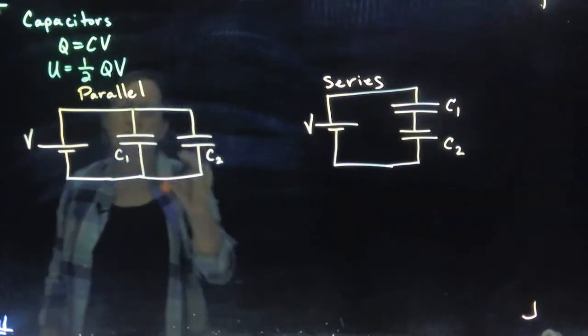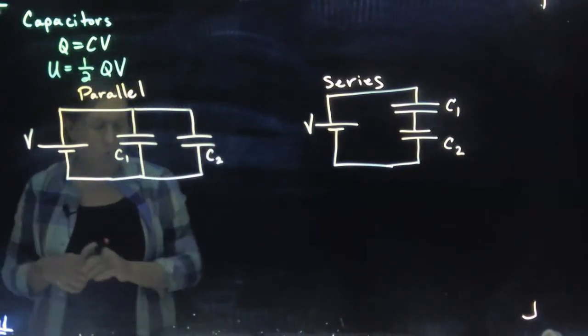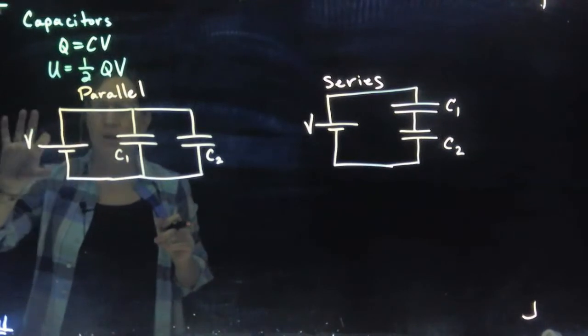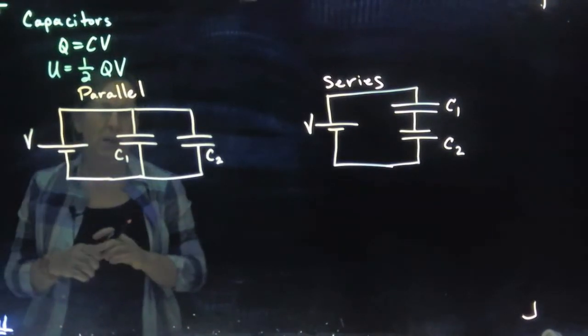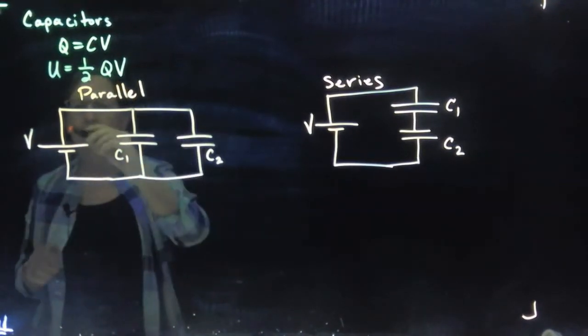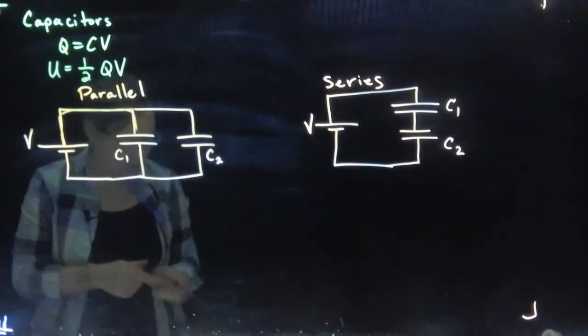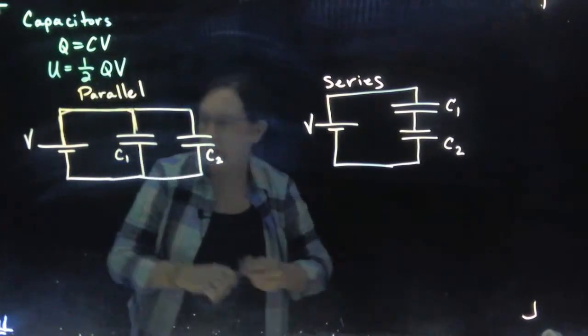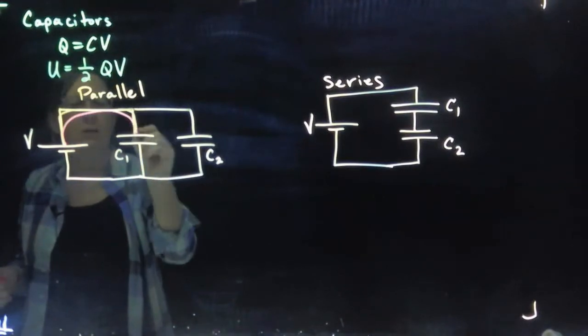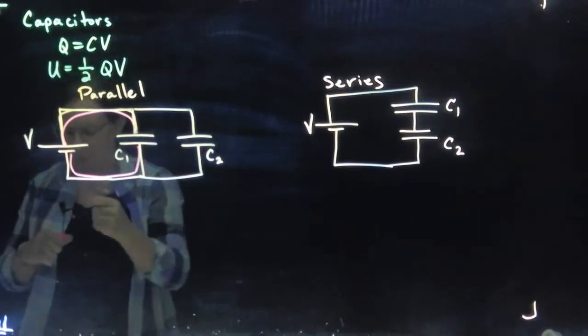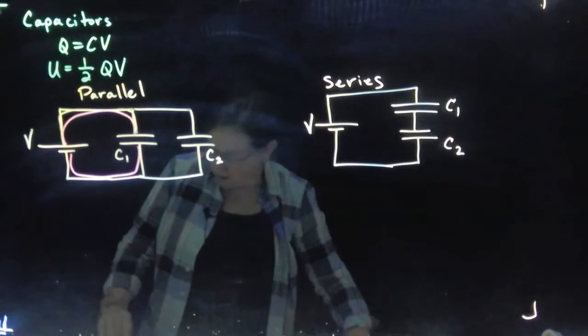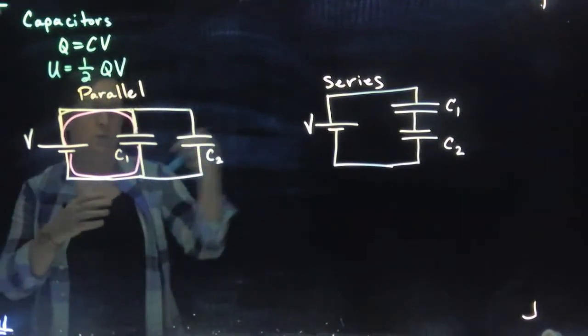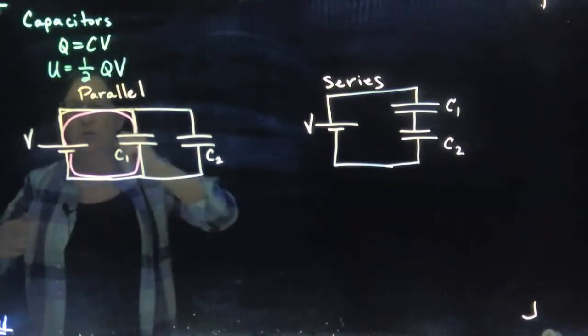The first thing to note is that in a parallel case, you can really see each capacitor as having its own connection to the battery, right? This capacitor has the connection that looks like this to the battery. But the other capacitor, this one that's way out here, you could think about moving it to the other side if you want.